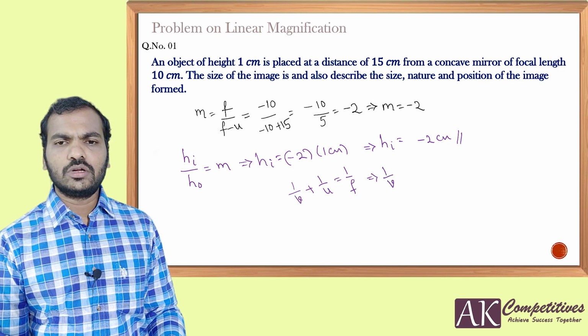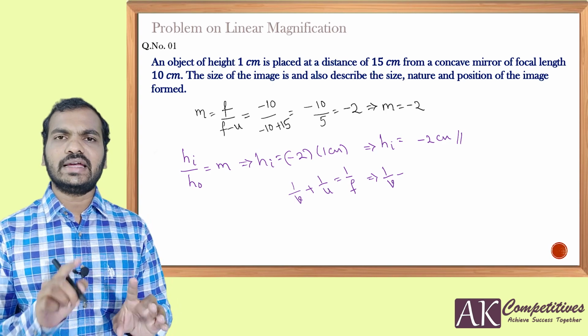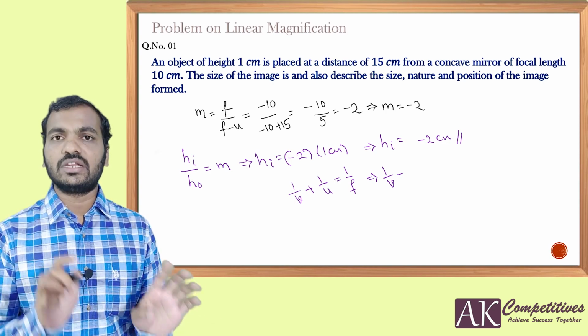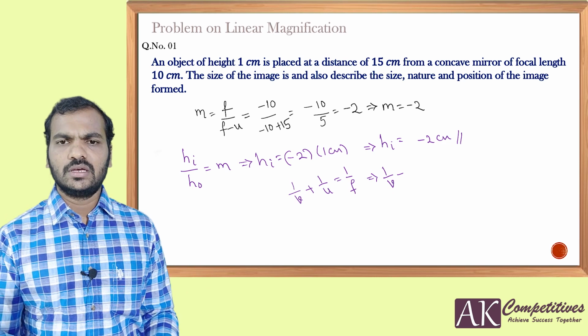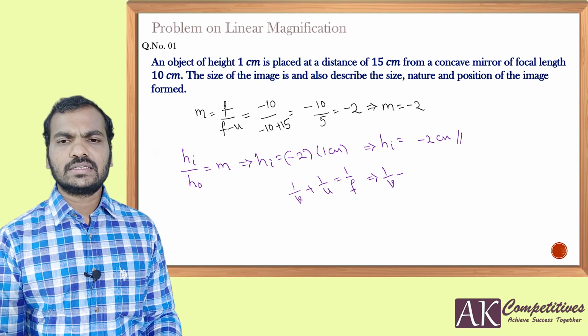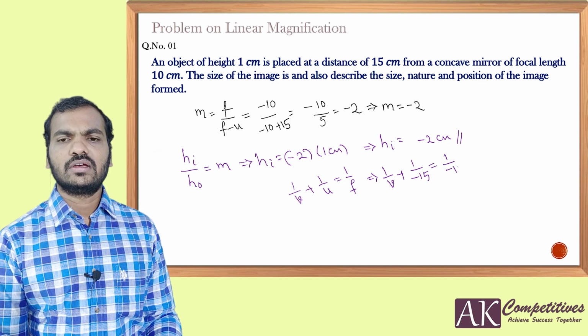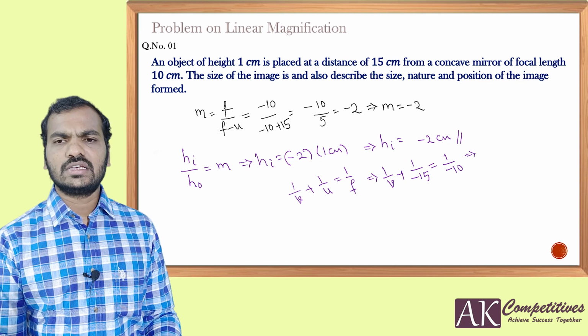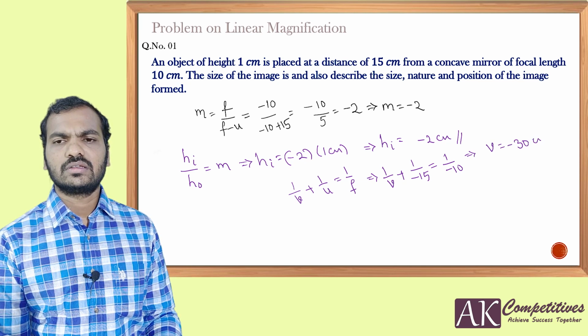Now here, what is going to be v? Unknown. And one more important point, don't put any sign for unknowns. Unknowns, you have to leave as they are when you do the problems. So now here, plus 1 by minus 15 is equal to 1 by minus 10. Now what can you get? v is equal to minus 30 centimeters.